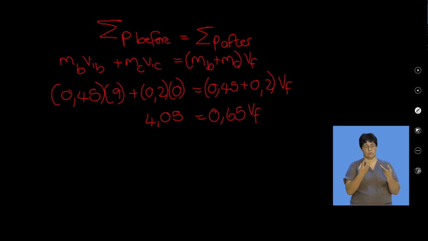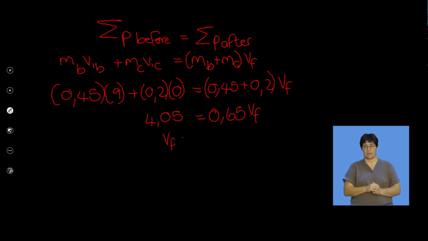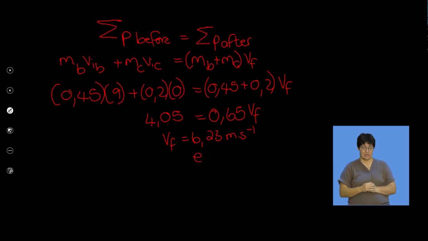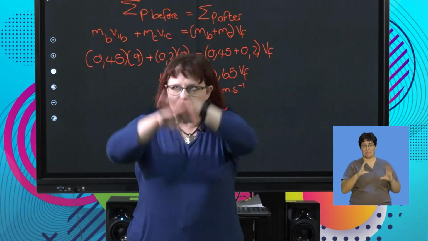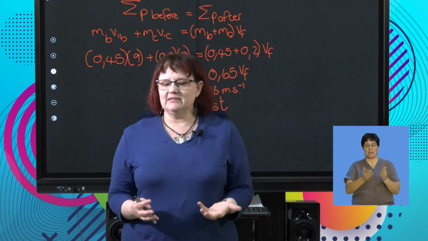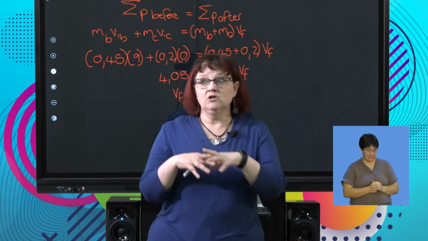Solving for VF, I now divide both sides by 0.65, so it's going to be 4.05 divided by 0.65, there we go. And we get 6.23, two decimal places, okay? So VF is 6.23 meters per second. It's still positive, so it is east. I expect the final velocity to be smaller than the ball's original velocity because the total mass has increased, okay? And the momentum's got to stay the same. So if the mass increases, velocity needs to decrease. Otherwise, the momentum will change size, which is not something we can do, okay?